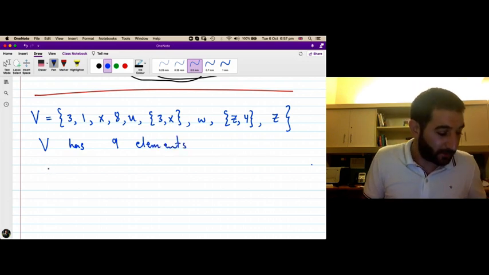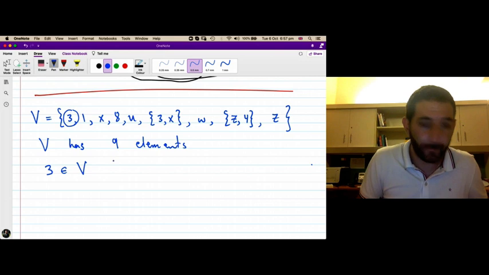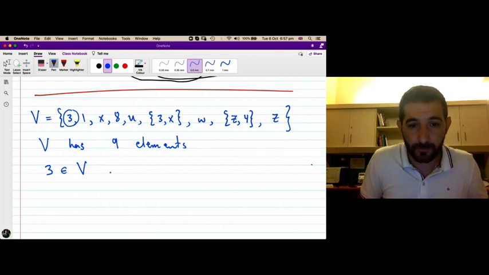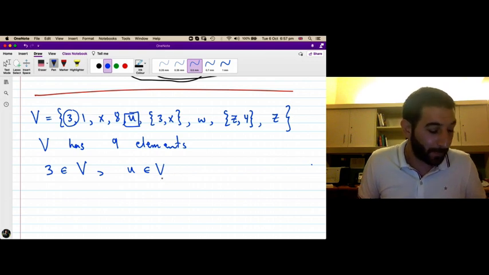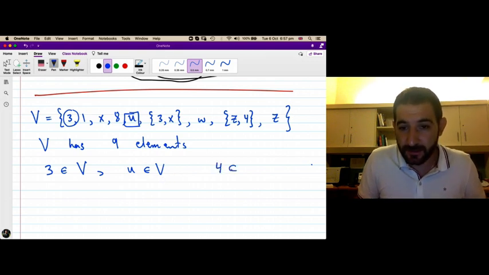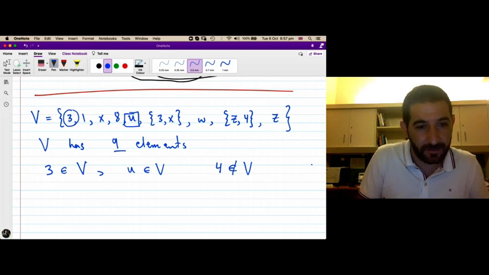Okay, notice that 3 is an element of V, right? Because where is 3? Here is 3. Also notice that u is an element of V. Why? Because u belongs to V. It's one of the elements of V. Okay, 4 is not an element of V. Why? Because none of the 9 elements is 4.